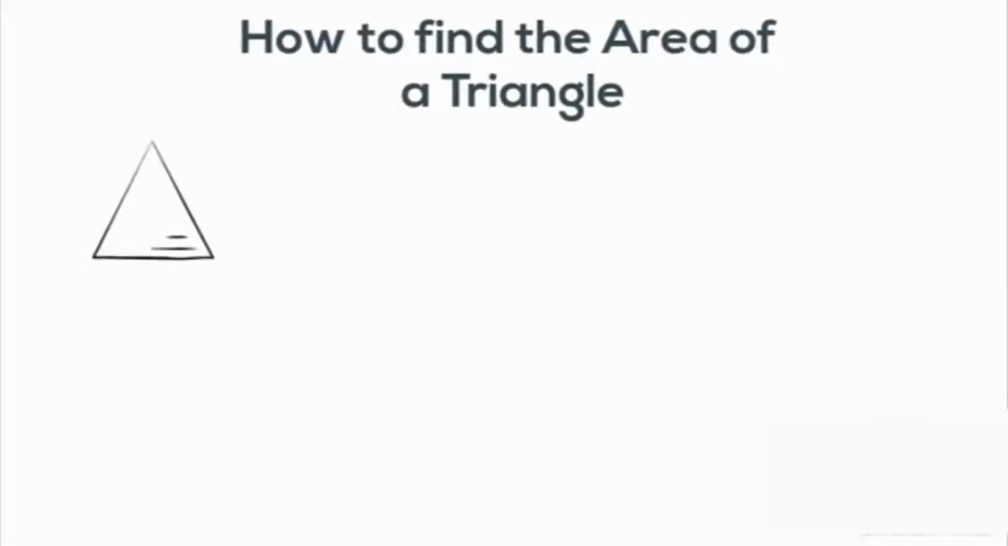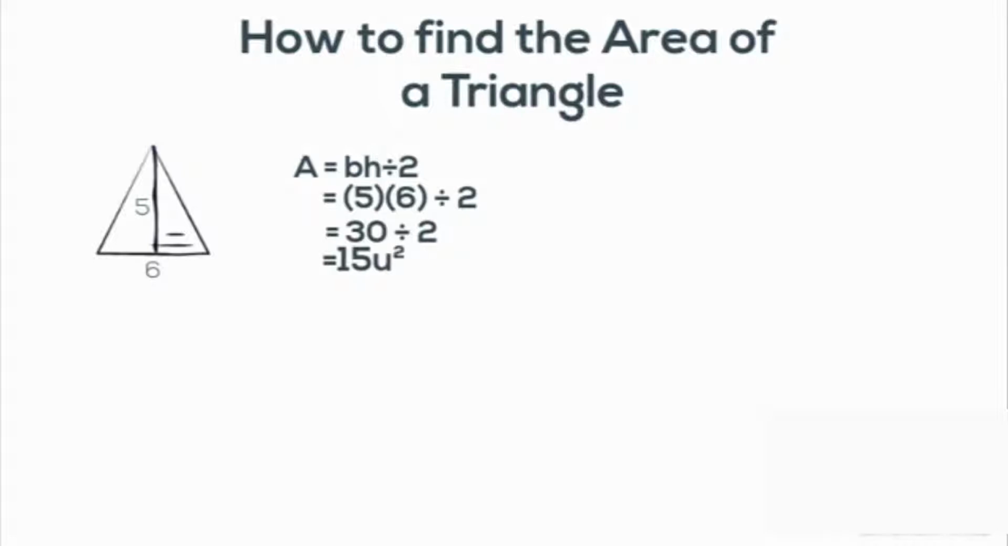Now let's carry on with how to find the area of a triangle. So, as you know, the area formula for a triangle is base times height divided by 2. In the diagram, the base value is 6 and the height value is 5. So, let's write this down. A equals BH divided by 2.